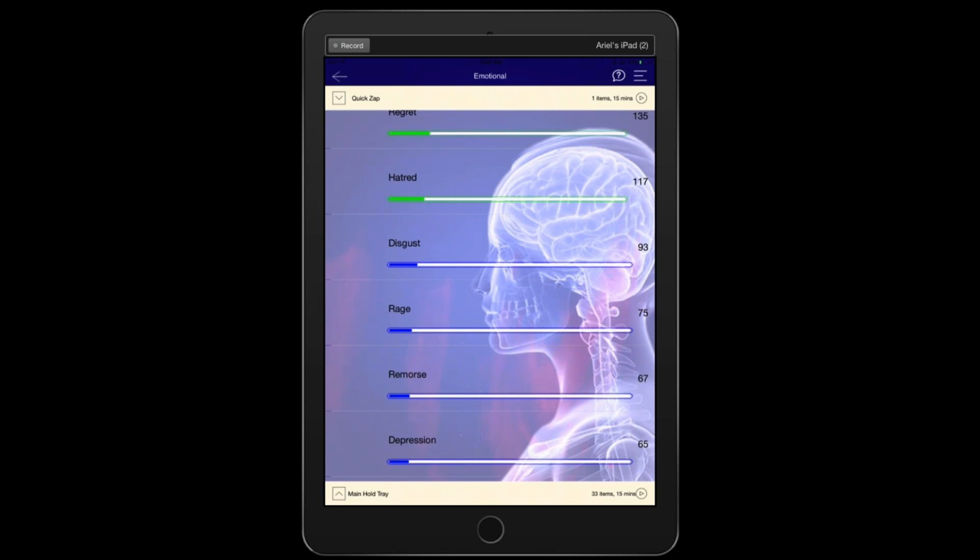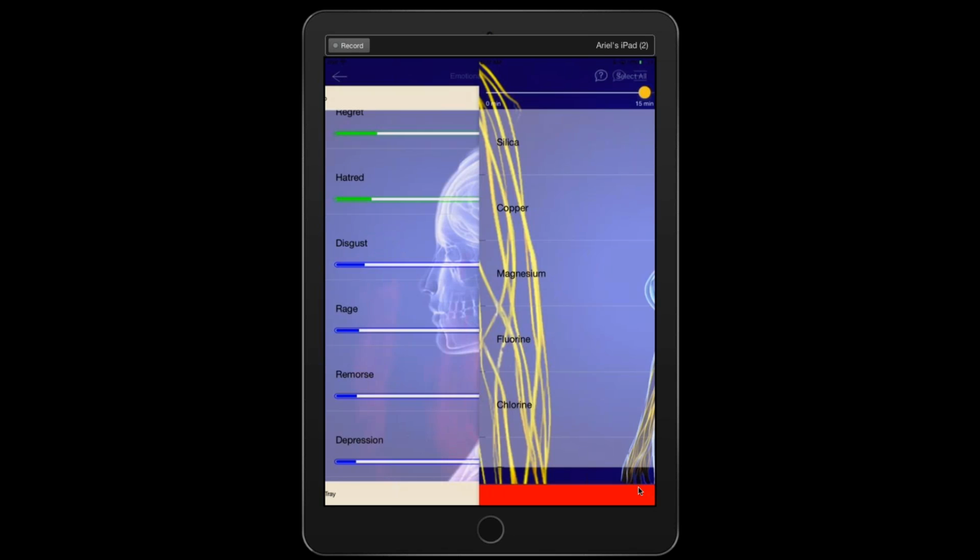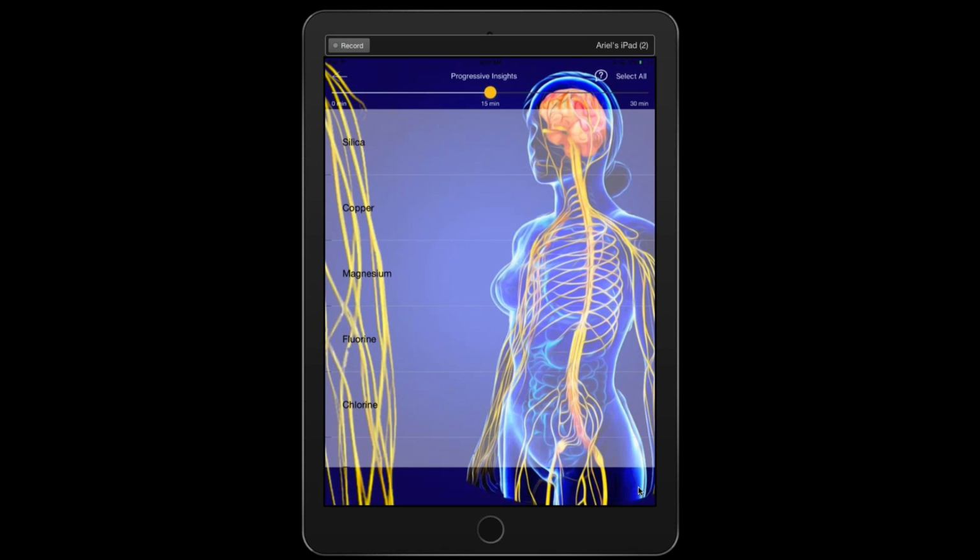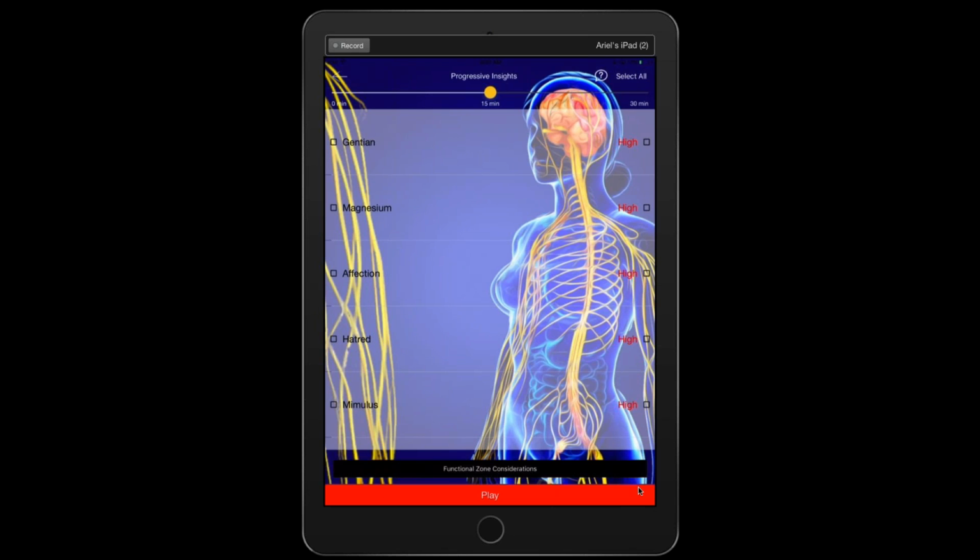Okay, so what I really like to do is, of course, the progressive insights. We've got 33 items at the bottom of the tray, the main hold tray, and now we're just taking emotions and flower essences, and we're going to tap the play button at the bottom right. We do have the minerals in there actually. Now we want to see what percolates to the top, because there's always an additional message in that.